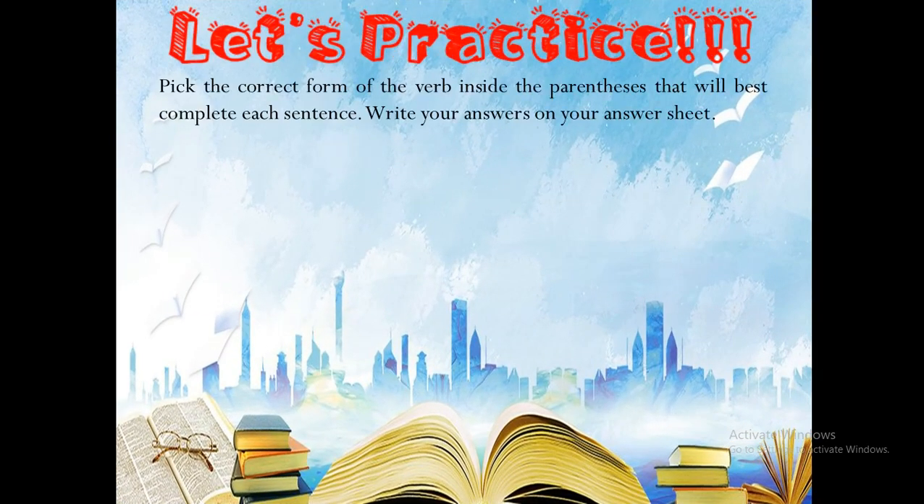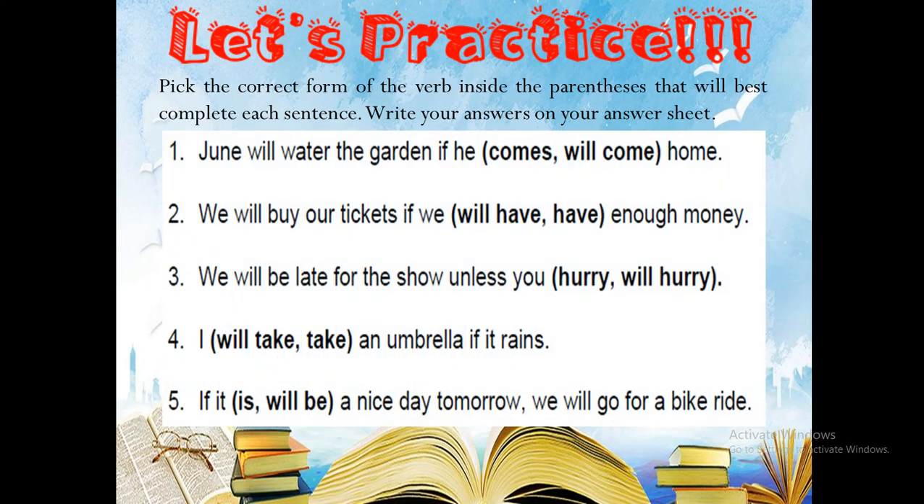Now for another practice, pick the correct form of the verb inside the parentheses that will best complete each sentence. Write your answers on your answer sheet. You can pause the video if you need sufficient time while doing this activity. Number 1, June will water the garden if he comes or will come home. The answer would be comes. This will be a type 1 conditional sentence.